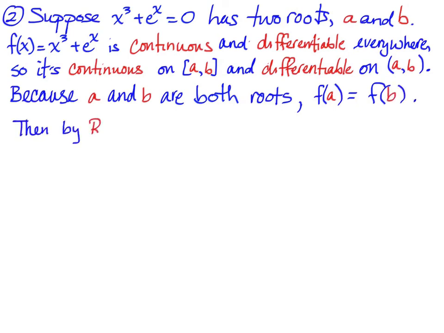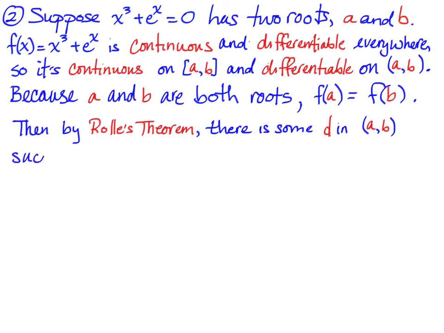So Rolle's theorem says that there has to be a turning around point somewhere in between a and b. So let's say it's at a point d. So there's some d in the open interval from a to b such that f prime of d is equal to 0 because it turned around there. It has a horizontal tangent line there. All right, so what's the problem?